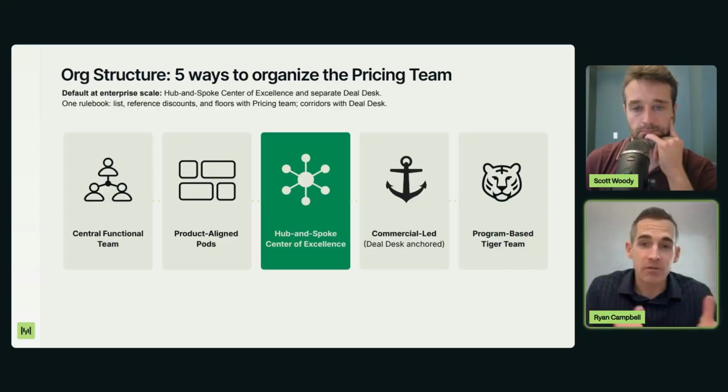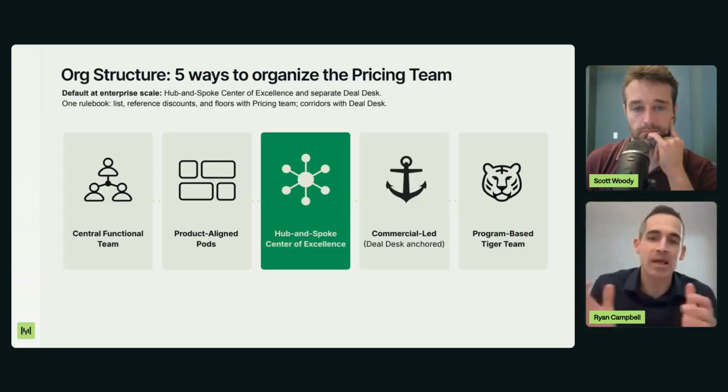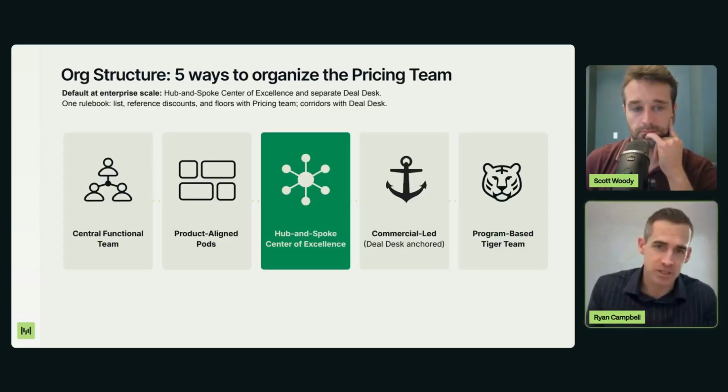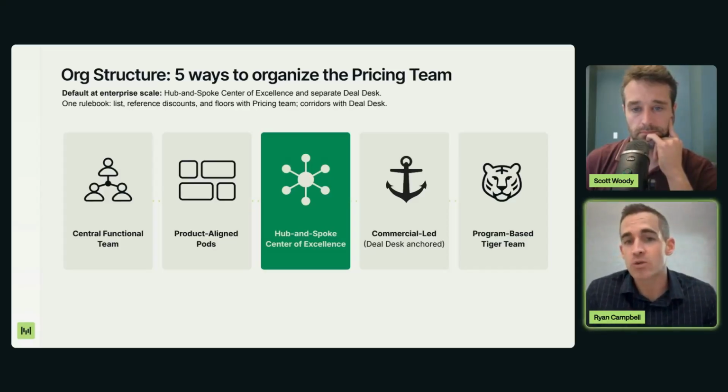Now, we still have a very formal process and governance in how we ultimately get those pricing decisions live and in the market. And I'll talk about that in a few slides. But we have found that this works really well.